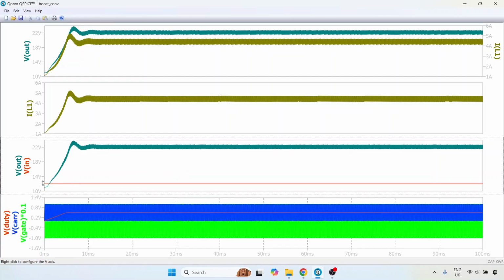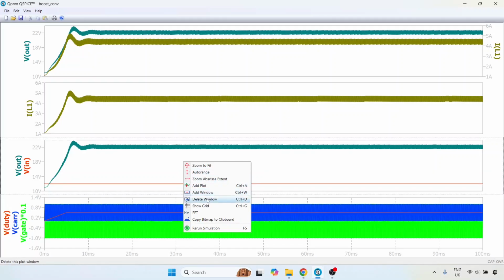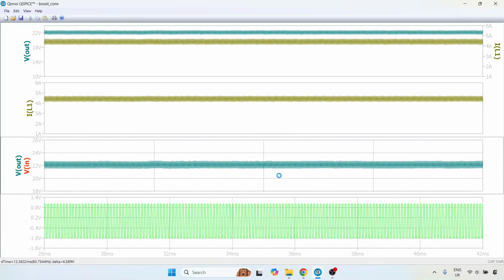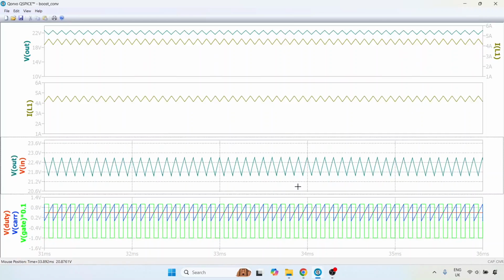The input voltage is around 12. Let me put this grid back again. The input voltage is 12, which is exactly half, equidistant between 10 volts and 14 volts. And look at the output voltage. It is close to 22 volts, which is at least almost double the input voltage. So let's go and zoom in. And this is what we're getting.